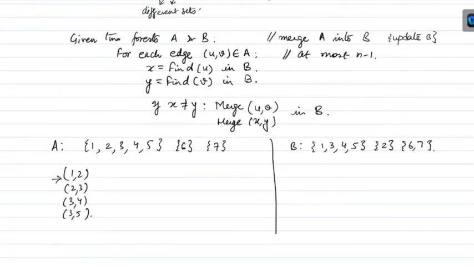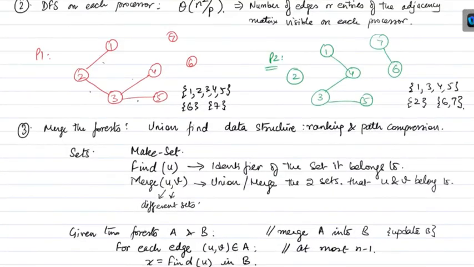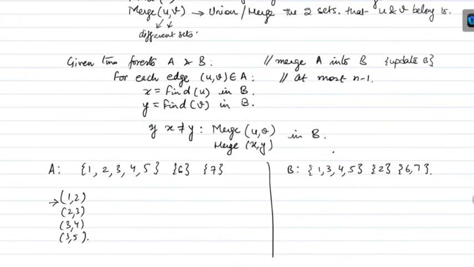Let us associate some roots, some identifiers. One way of associating an identifier is that the root of the tree in the forest becomes your identifier. So I'll call 1 as the root of this, 2 as the root of this, and 6 as the root of this, just for the sake of having some identifiers. So this has root 1, this obviously only has one root, and this has root 6.